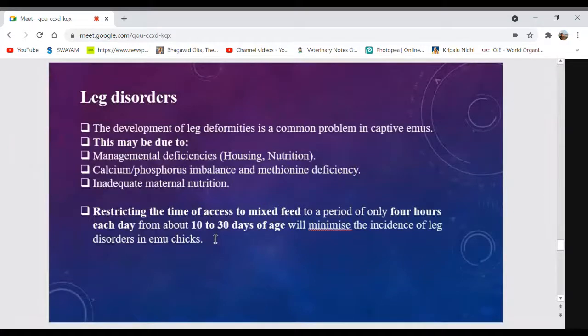That means if body weight is more, the weight will be concentrated in the body, not in the legs. So they will be unable to bear the weight of the body. Therefore, we can provide nutrition during the early stage so that their bone development is good and very strong, so that they can bear the weight of the bird during the adult stage.